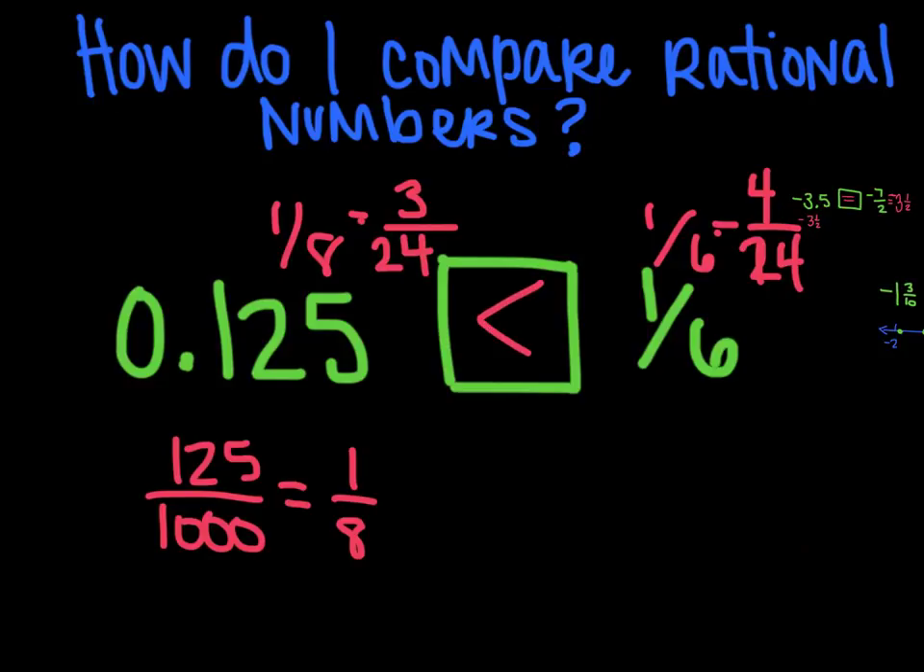Just a sidestep here for a second. You could have taken 1 and divided it by 6 in your calculator. You would have gotten 0.16 repeating. That would have been probably faster, but you can go either way.